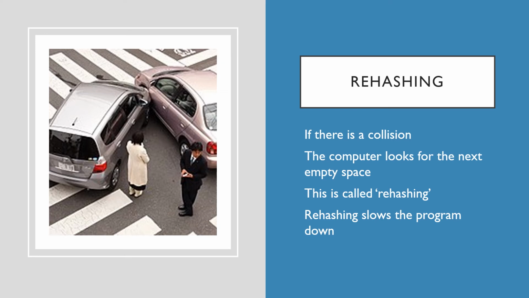If we do end up with this problem with two values trying to get into the same space, they don't crash into each other as in the picture. Instead, the computer will look for an empty space. The second value to arrive will be passed on to a new empty space, and this is called rehashing. And it doesn't make your program crash, but it does slow it right down because the computer has to look to find an empty space. And as your hash table gets full, this gets more and more likely.